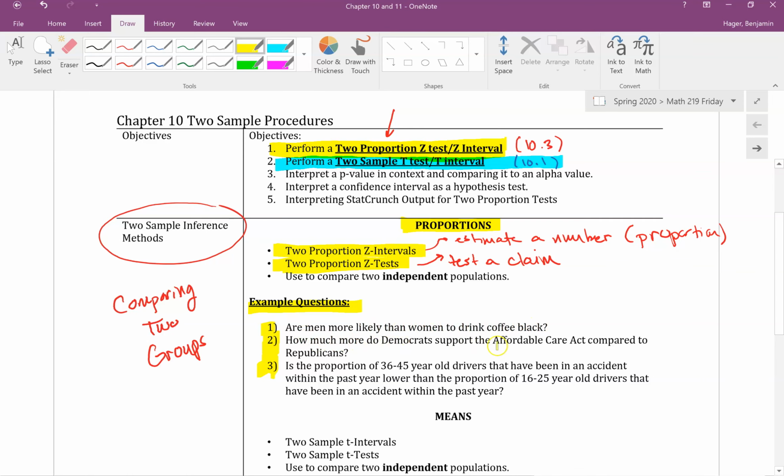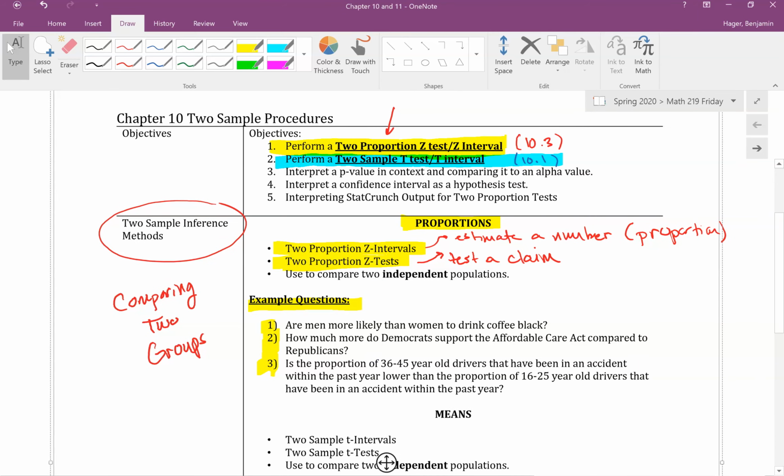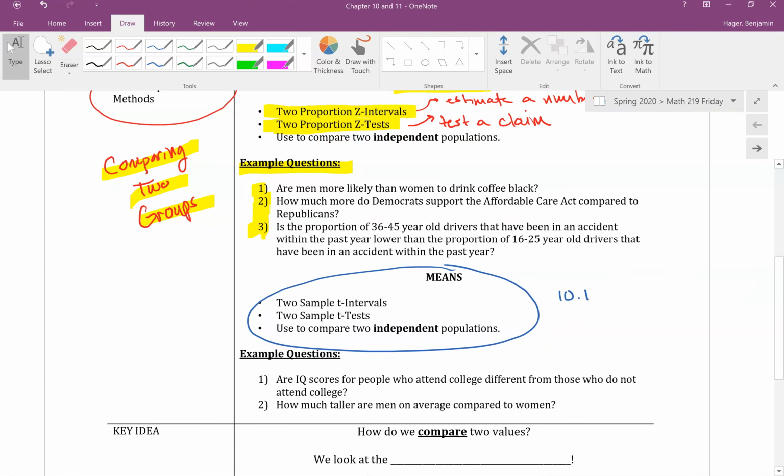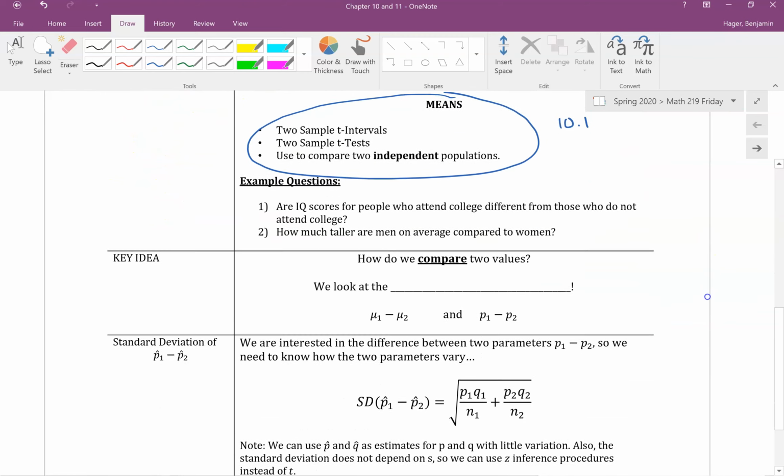How much more do Democrats support the Affordable Care Act compared to Republicans? Is the proportion of 36 to 45-year-old drivers that have been in an accident within the past year lower than the proportion of 16 to 25-year-old drivers that have been in an accident within the past year? So again, it's giving us the ability to compare two groups, either a proportion among them or, what we'll see next video, a mean. So anything with a mean, I'm just going to skip for right now because that's 10.1 material. That's not what this video is going to talk about. So I'm just going to skip over those problems.